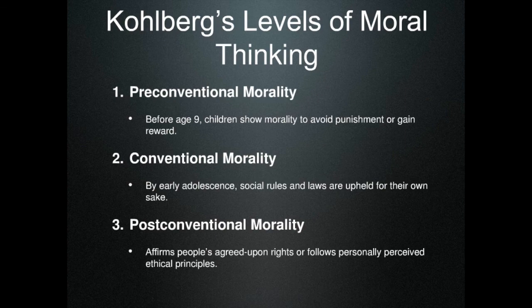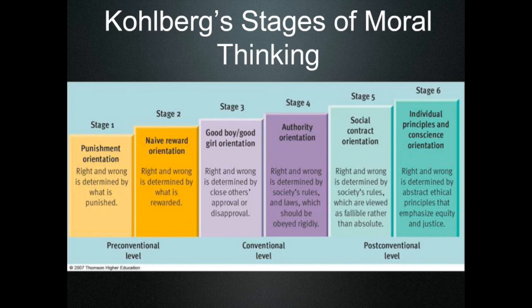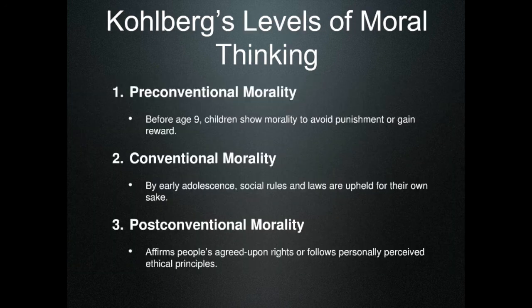Now, he went over these 6 stages, but I think really all you need to know, I wouldn't spend a whole lot of time studying these 6 stages. I think what I would do is study the 3 sections here. We've got the 3 levels: the pre-conventional level, the conventional level, and the post-conventional level. And this slide right here is the key for Kohlberg.